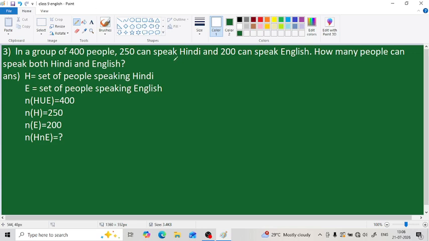So what we have to do is write the equation first. n of X union Y equals n of X plus n of Y minus n of X intersection Y. This is our equation. Now we have to replace X with H and Y with E. If you are able to write it directly, you can do it. If you become a bit confused, first write this equation and then replace it. Here I am replacing X with H, so here is an X, so I am writing H there, and here is an X, so I am writing H.